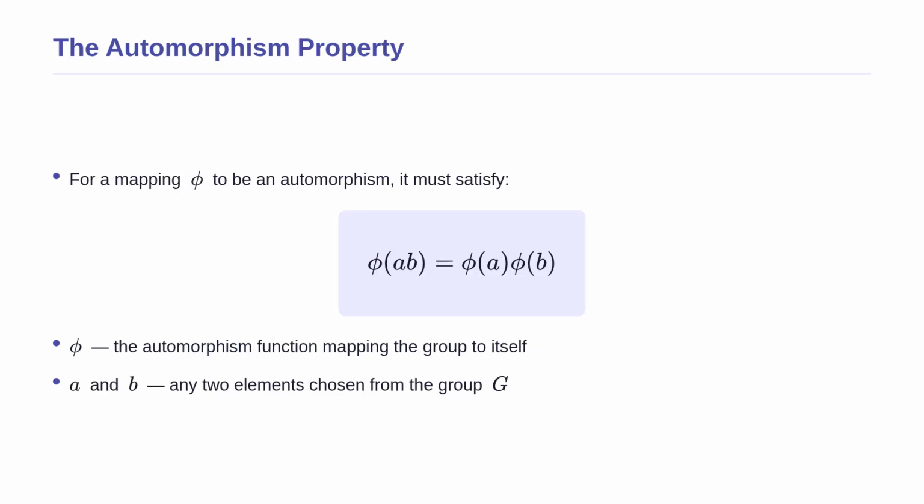Now that we understand what an automorphism is conceptually, let us look at its formal mathematical definition. The core property is that the function phi applied to the product of A and B must equal phi of A times phi of B. Conceptually, this means doing the math inside the group and then transforming the result is exactly the same as transforming the pieces first and then doing the math. The symbol phi represents our transformation function, while A and B are just any two elements chosen from our group. If this equation holds true, the structure is perfectly preserved.